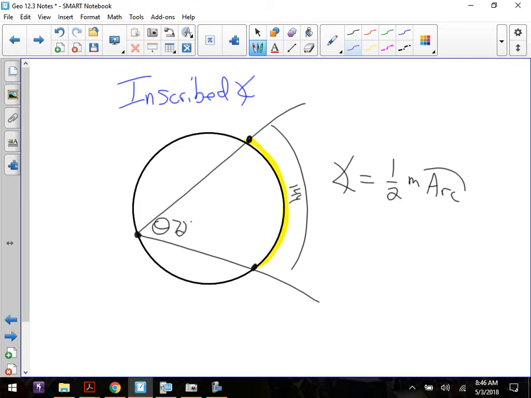Okay. So the measure of the inscribed angle equals half the arc it hits, or double the angle to equal the arc it hits. It does work.